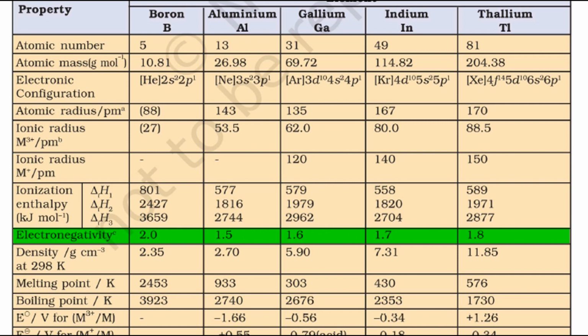Electronegativity of boron is 2, whereas aluminium is 1.5, which is decreased. Then gallium is 1.6, which increased. Then indium is 1.7, which again increased, and then thallium is 1.8, which again increased. So best to remember is first decrease in between boron and aluminium, then from aluminium to thallium it's increased.